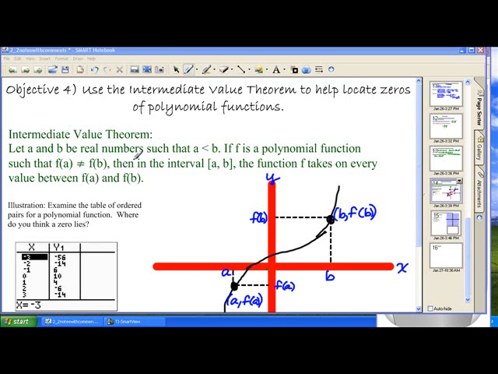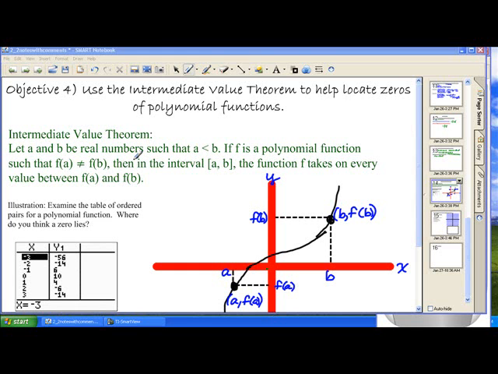Hi, let's take a look at the last objective in this section, which is to use the intermediate value theorem to help locate zeros of polynomial functions. This is really kind of a brief concept, and after that I'm going to show you how we're going to bring all of those things that we've already discussed in this section together to graph a polynomial function.